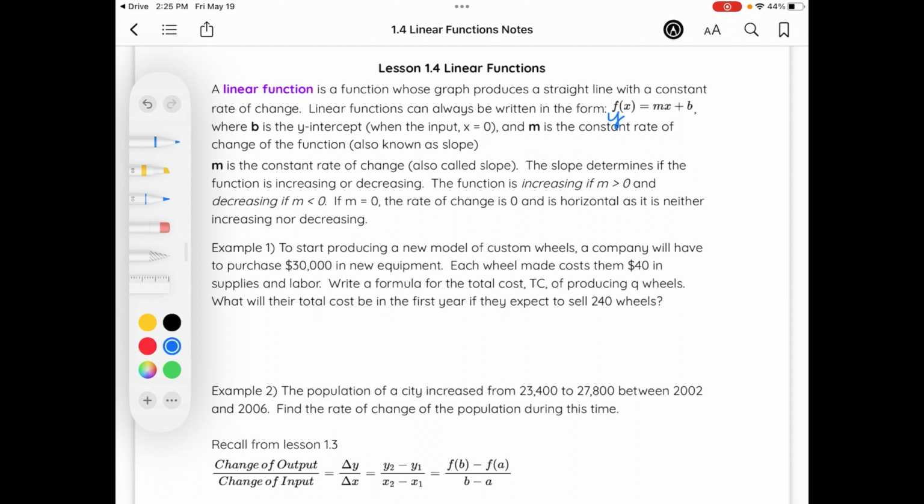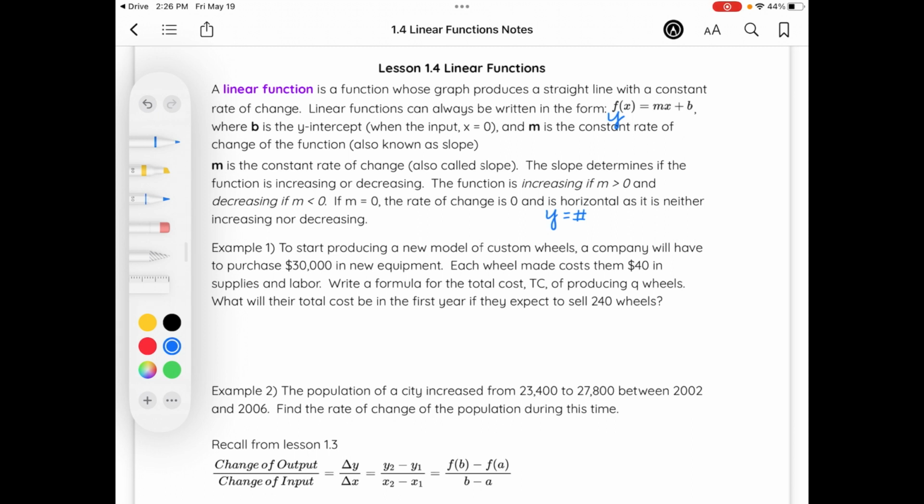If our slope is equal to 0, it is a horizontal line, and our equation is always going to be y equals wherever the line intercepts the y axis, and it is neither increasing or decreasing.